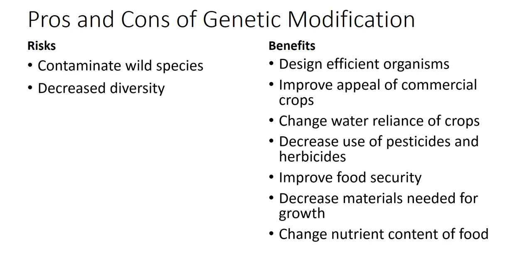We do end up with decreased diversity because right now we might have 20 different varieties of corn, for instance. If somebody hits upon the perfect combination of corn, we're going to see a lot less of the other less commercially perfect varieties of corn being grown. And again, we have a decreased diversity.